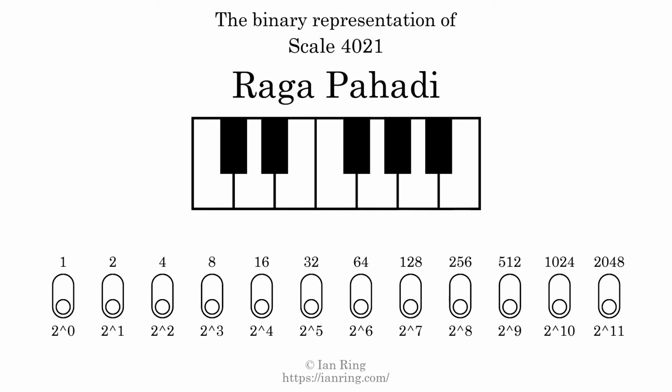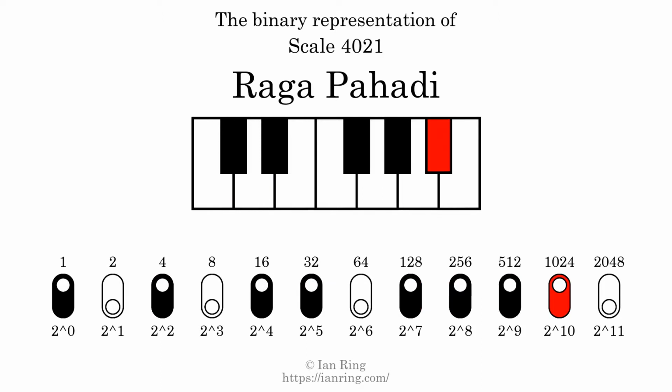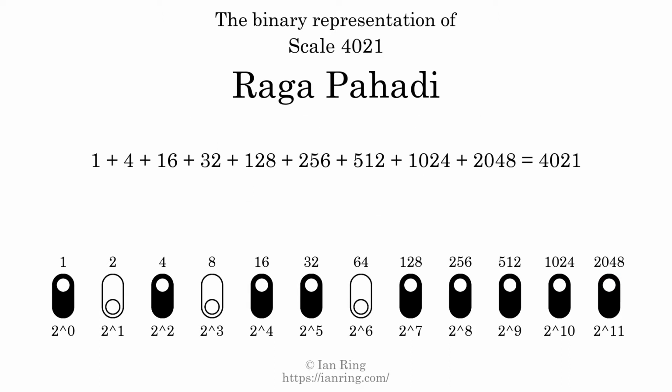The binary representation of this scale is determined by mapping tones of the scale to binary digits. Each binary digit represents a power of 2. To get the scale number, we add the powers of 2 together. The powers of 2 that are present in the scale, all added together, equals 4021. That is why the scale number, in decimal, is 4021.